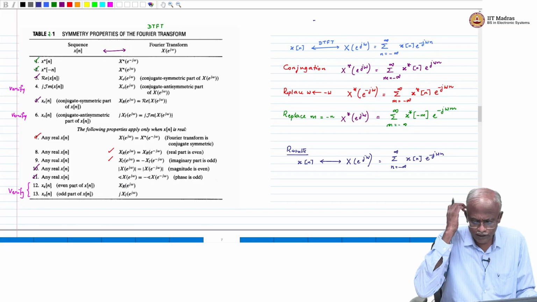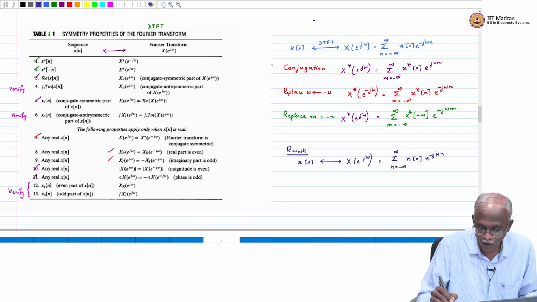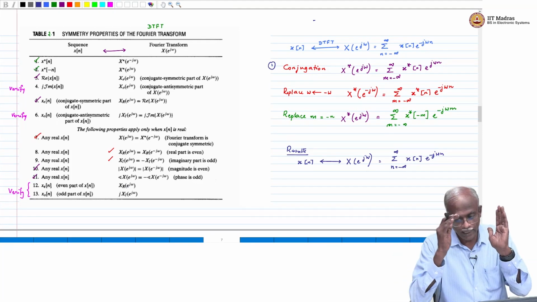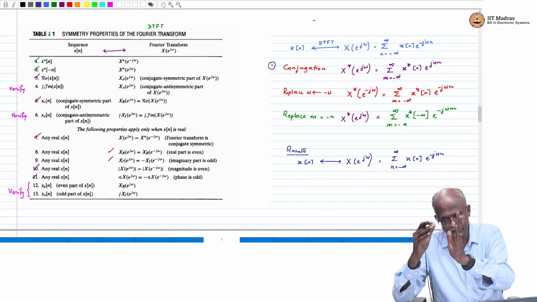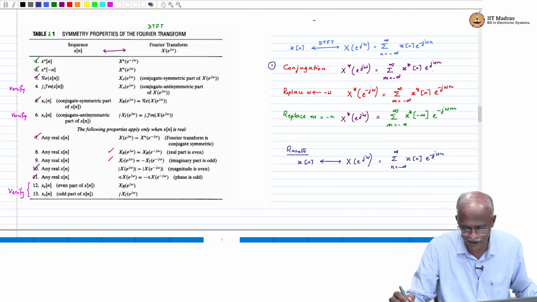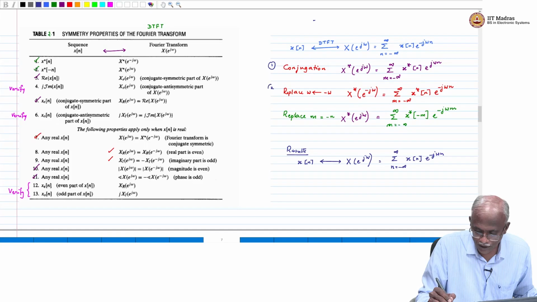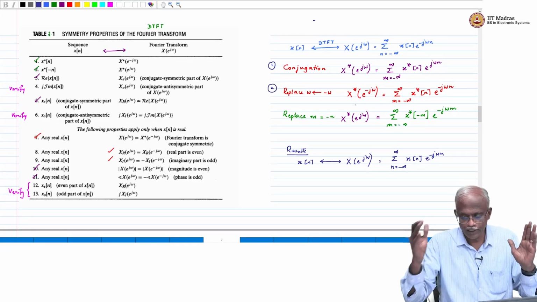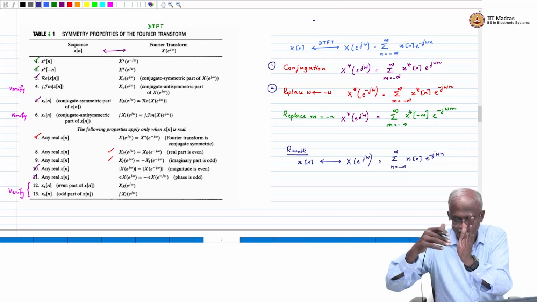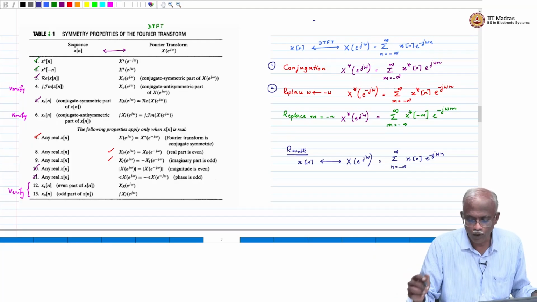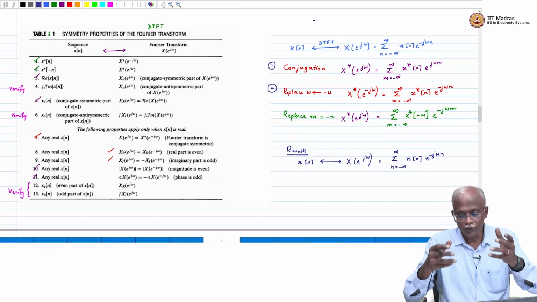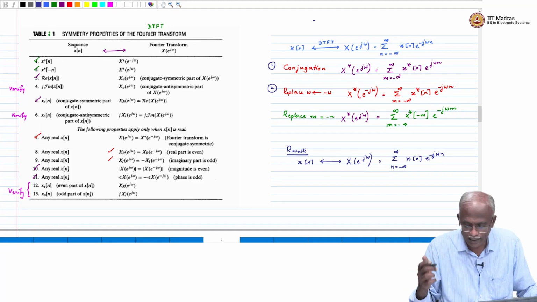The first step that we do is the step of conjugation. So when you conjugate the left hand side, you must conjugate the right hand side. And since x of n can be complex, you have to conjugate x of n, and e power minus j omega n is also a complex quantity, so it became e power plus j omega n. The second step is you can replace omega with minus omega, and once again the right hand side starts to look like a discrete time Fourier transform, with the sequence e power minus j omega n. So you can take the original expression, do a conjugation, and then replace omega with minus omega.